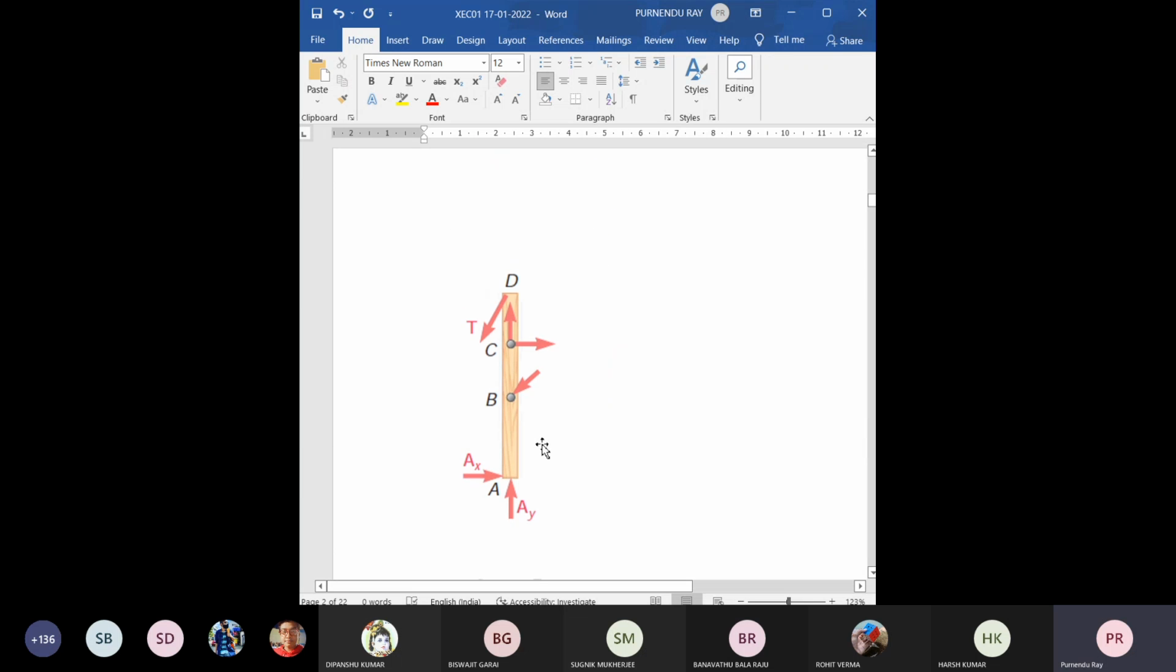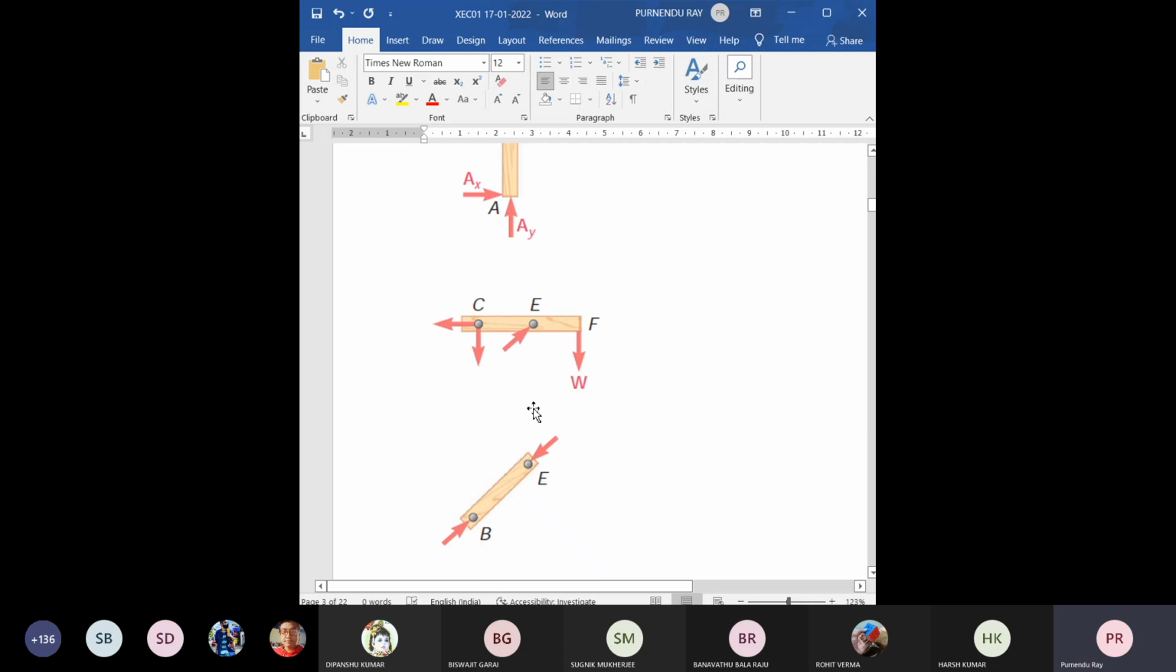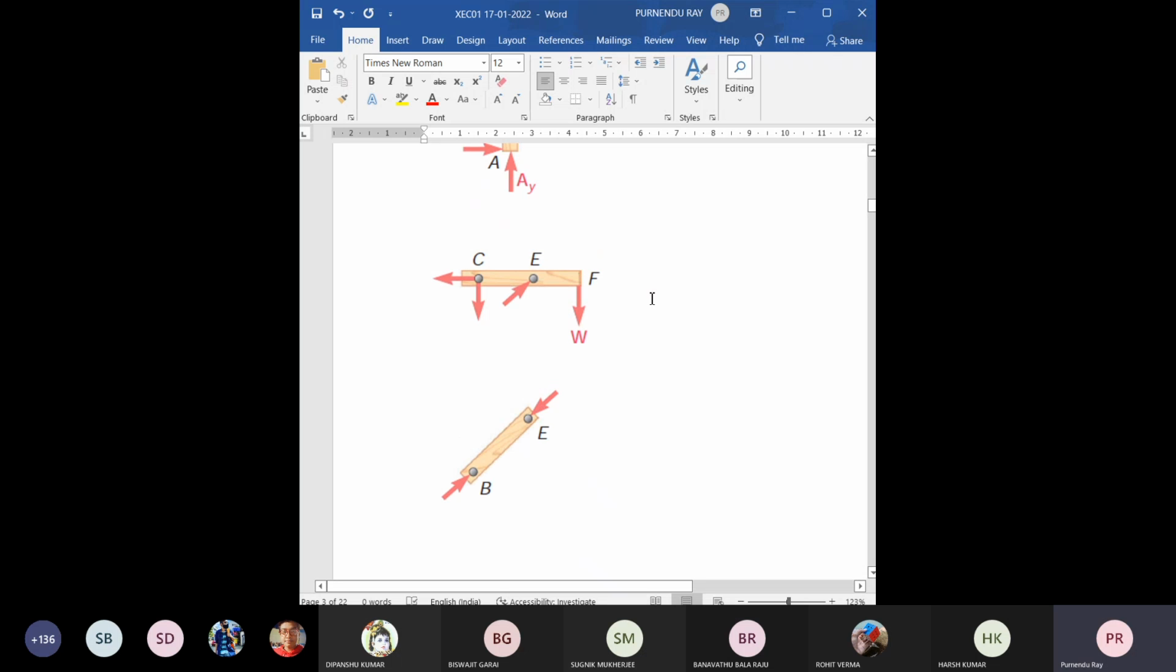Then for the member B, it is the force applied by the member B on the member AD. Then consider this horizontal member CF and this inclined member BE.